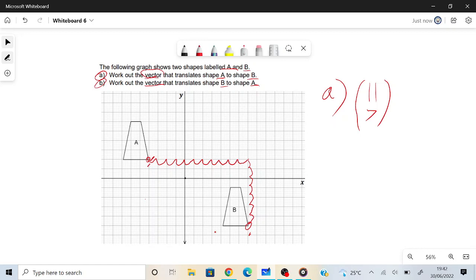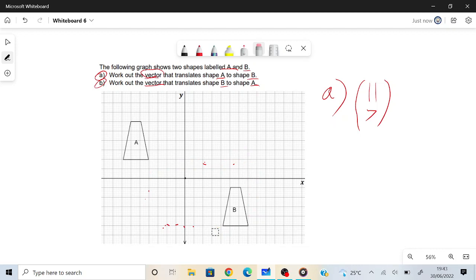You could have looked at this the other way around. You could have first seen how many spaces it went down and then how many spaces it went to the right, but you need to always make sure that the horizontal movement is on the top. That's why I did that one first, because that makes it a lot easier for me to remember.